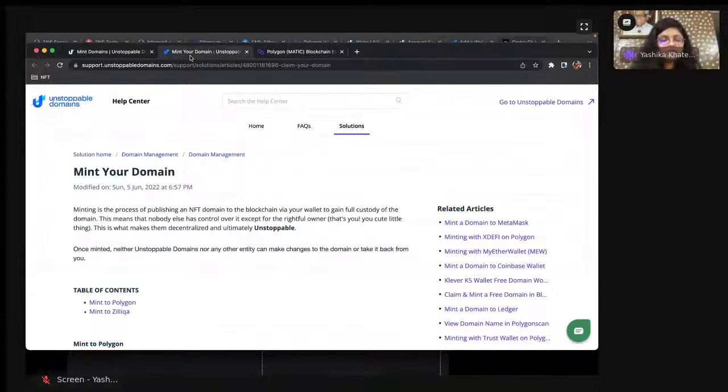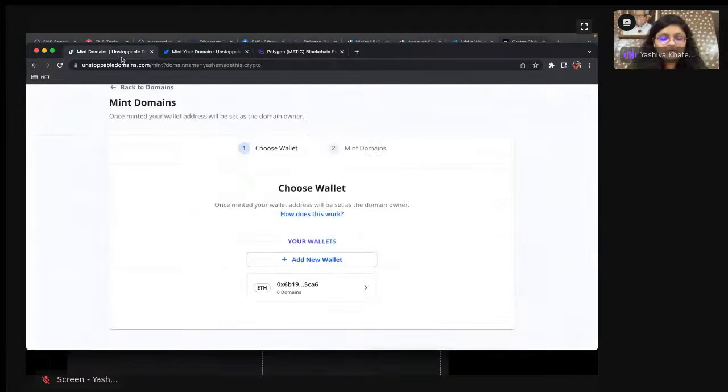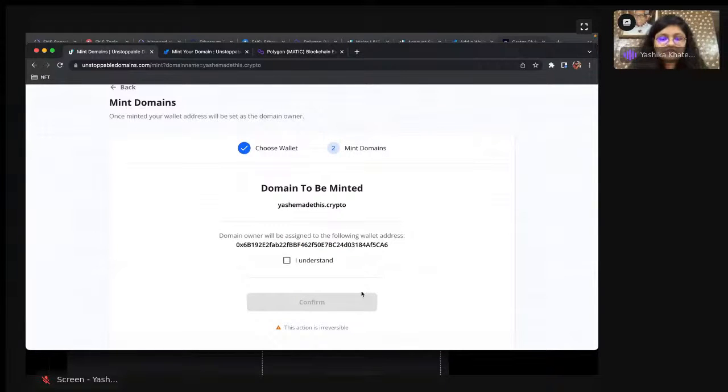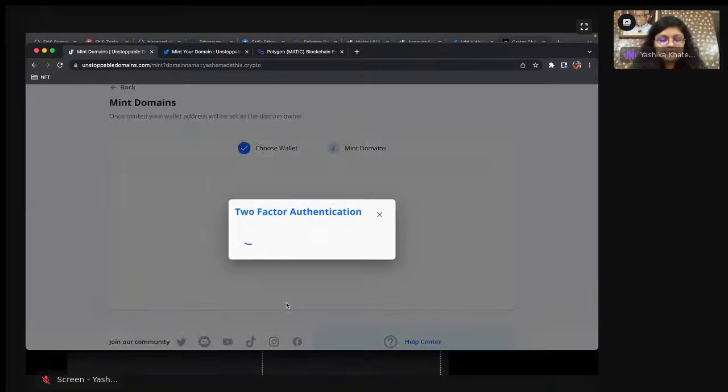In this particular wallet, I already have some Polygon with me, so not a problem. We can go ahead. Right now there are 0 domains minted on Polygon, because I have an ETH domain, but that's on the Ethereum mainnet. On the Polygon mainnet, I don't have any domain right now. So if I click on this, it says the domain owner is going to be assigned the following address. I understand and I confirm.